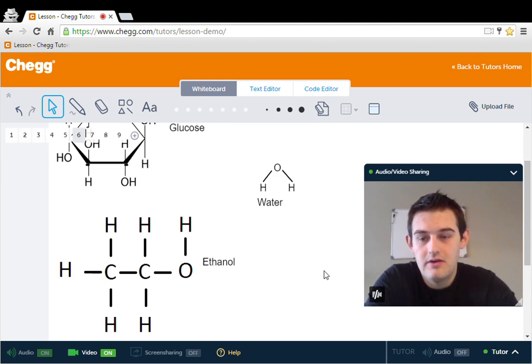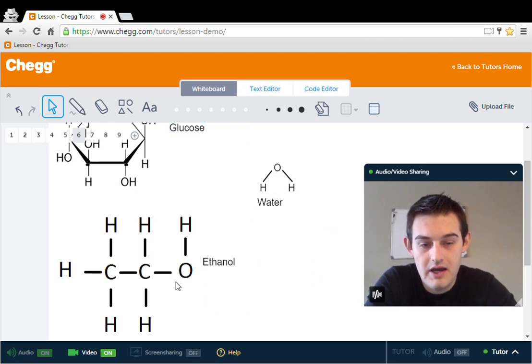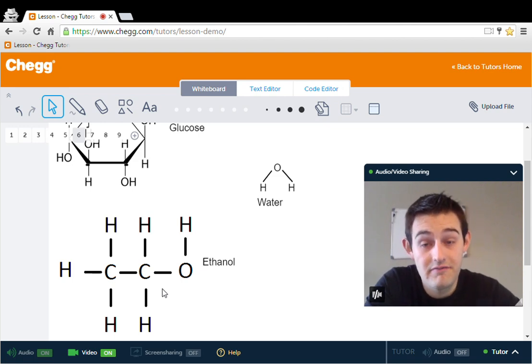And you can see that between glucose and water, it's not all that different. Really you have the same atoms, carbons, hydrogens, oxygens. Not much has changed, but we change the organization of it. We add more atoms or less atoms, and we get completely different function. And so that's pretty cool.